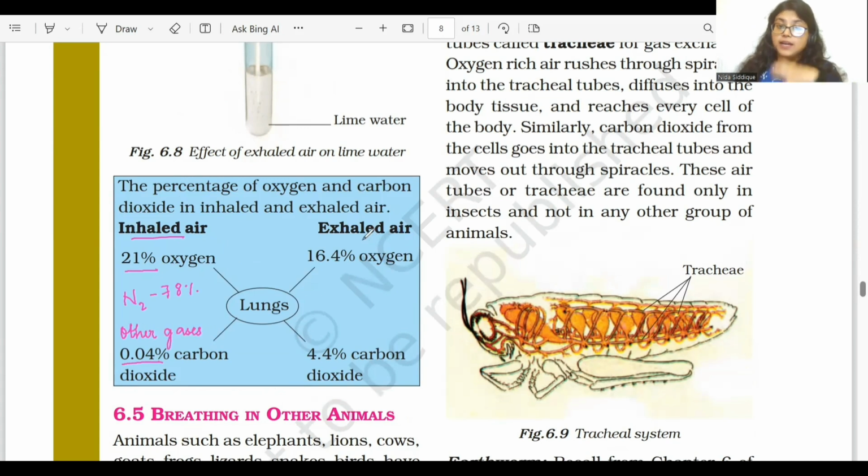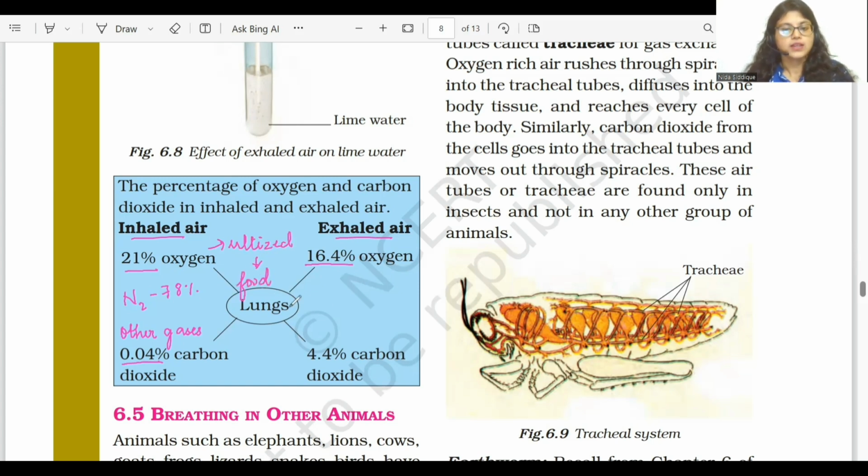But as soon as we inhale, this oxygen is utilized in our body to break down the food. As a result, when we are exhaling, the concentration of oxygen has reduced. It is now reduced to 16.4%. Why? Because oxygen is utilized in our body to break down food.